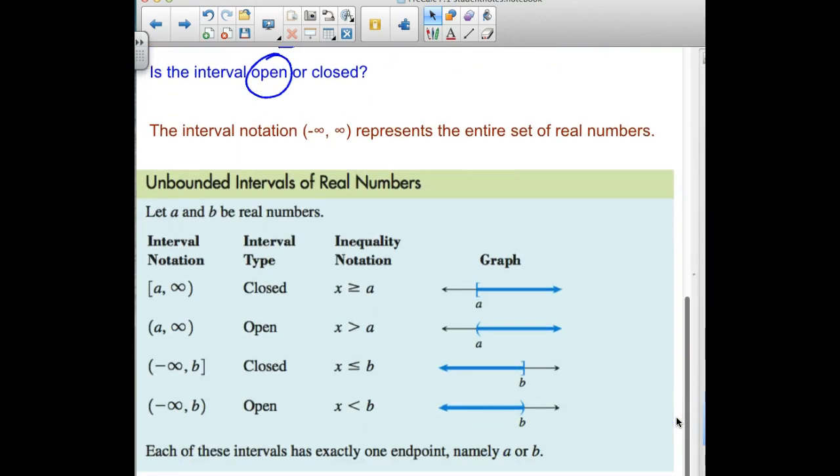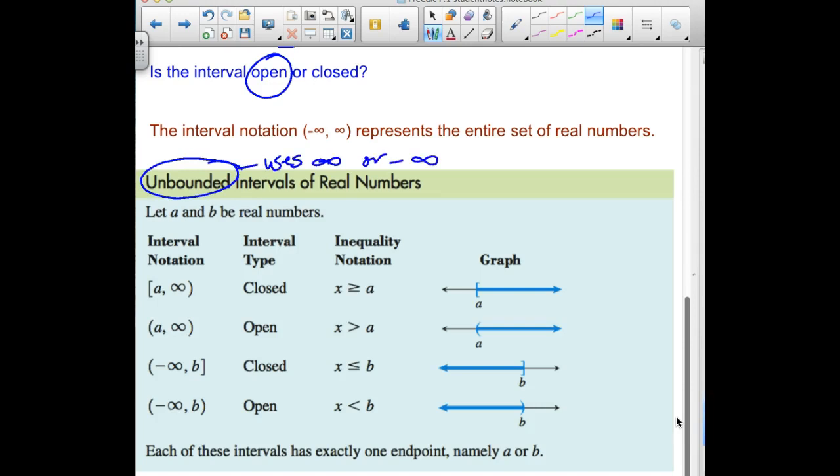So looking at a few unbounded ones. Again, unbounded means it has infinity, positive or negative. In this first one, we are looking at the interval that starts at a, including a, and goes to positive infinity. So it is going off to the right, but it has a closed bracket there. So we do refer to that as closed. Next one down, the only difference is that it is open. So it has a rounded bracket, meaning we get very close to a, but we don't actually get to a.